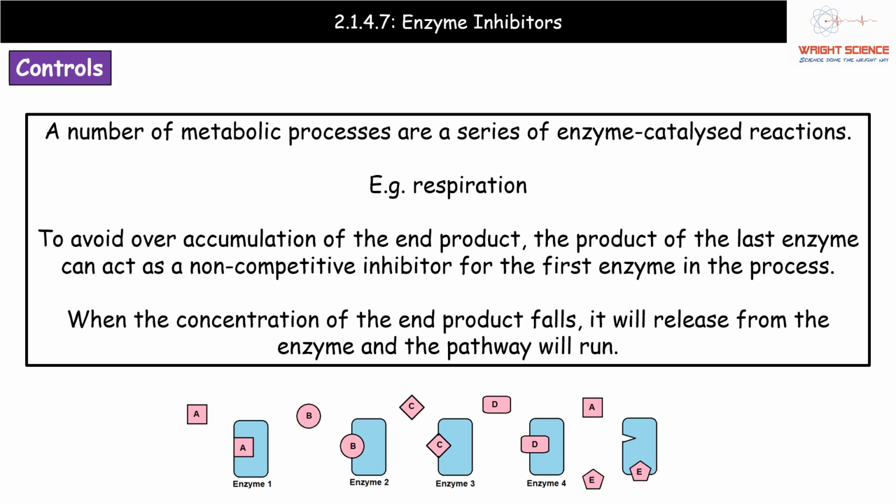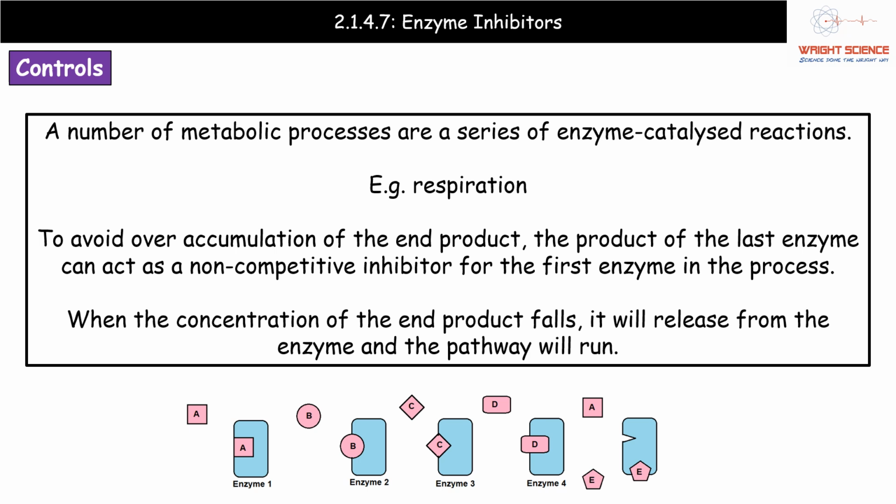What we then need to do with this end product inhibition is basically create a system that's going to stop that end product accumulating in too large a quantity. So what we actually find is that the product of that last enzyme is going to act as this non-competitive inhibitor for the first enzyme in the whole process.